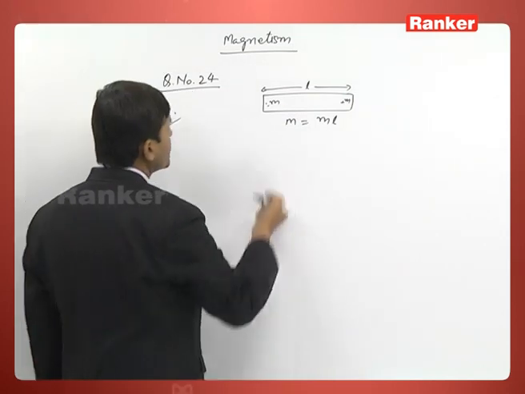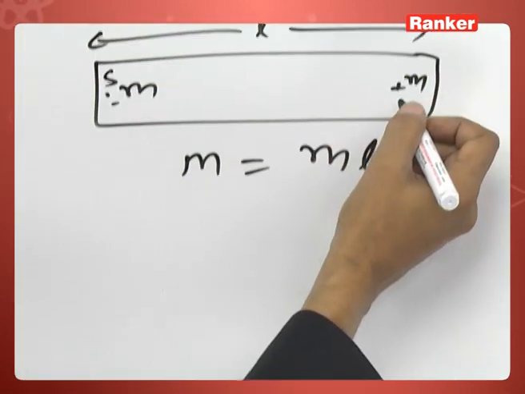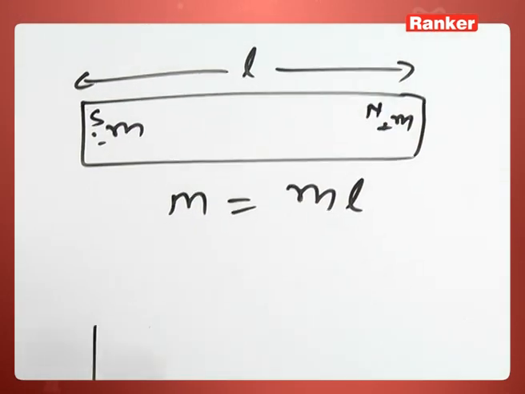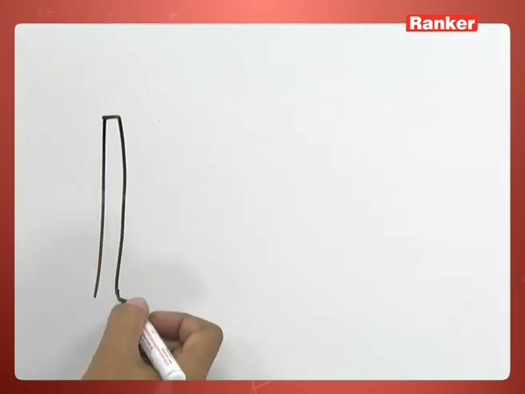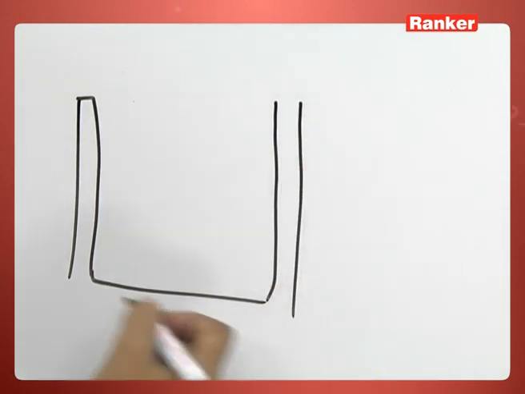Now it is bent into 3 equal parts in the U shape. So let this be S, now south and north. So one like this. It is bent in this form.